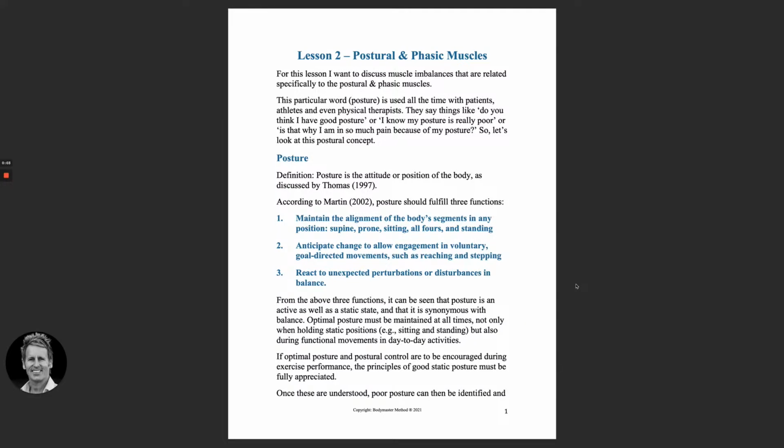A second lesson on postural and phasic muscles.